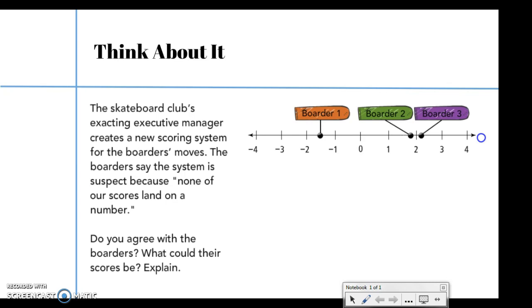Okay. If you're watching this video with a neighbor, you can go ahead and pause the video and talk about what you think about the boarders and what you think about their opinion. Do you agree with them? Do you disagree with them? All right, pause the video while you talk that over.